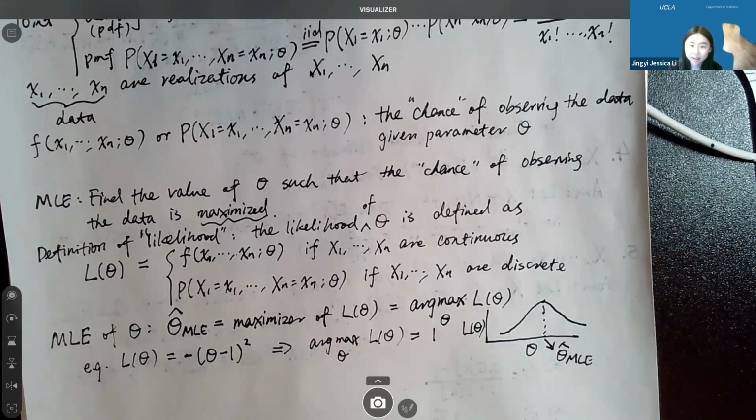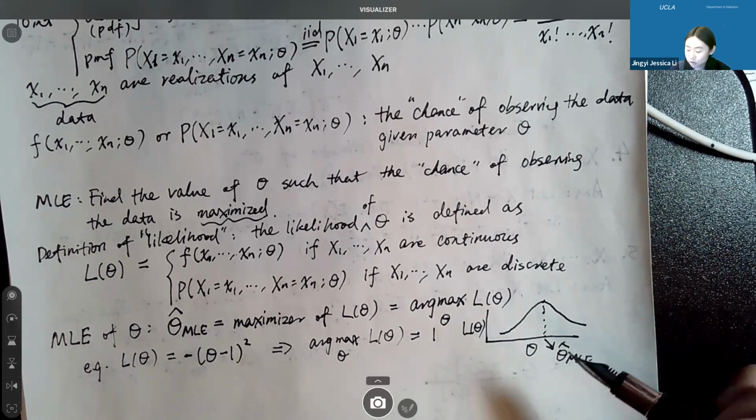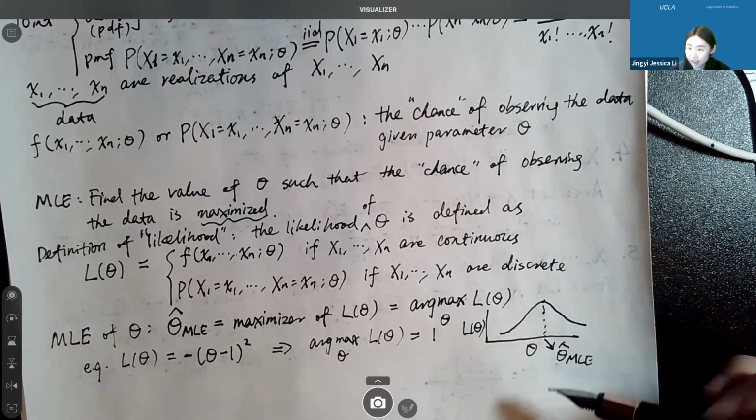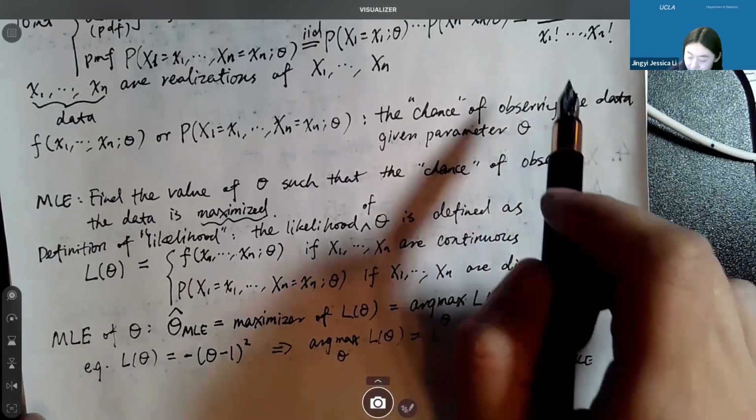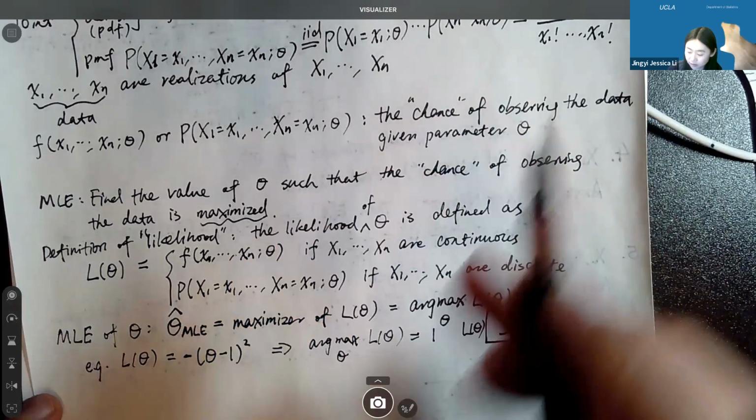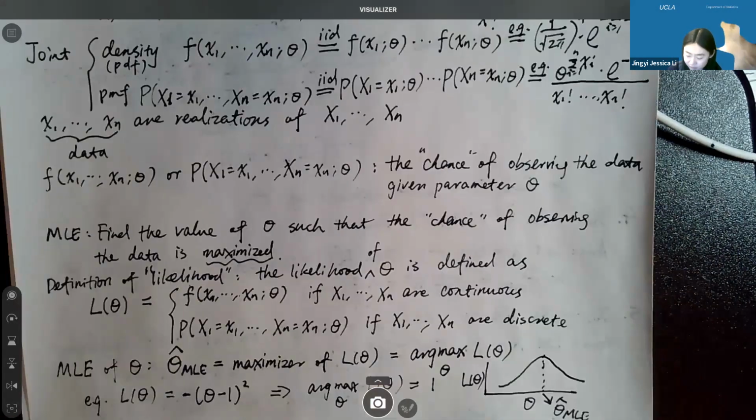Okay, so thank you for the answers. That's exactly the most common strategy of finding the maximizer. So if the likelihood just has a nice shape, so it's twice differentiable, then we can find it. All right, so let's look at the Poisson case. For the Poisson case, we give you the likelihood up there.